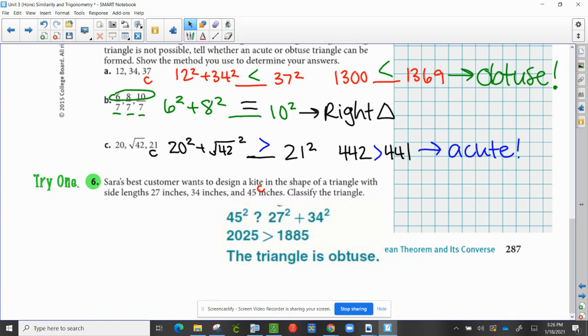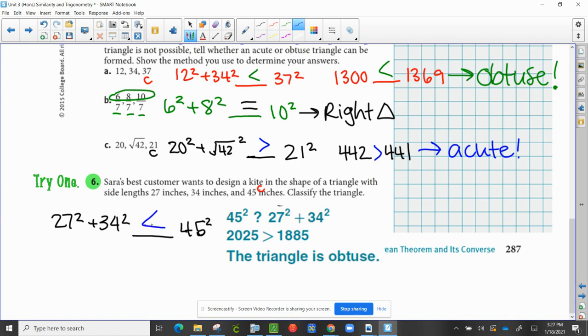Okay, if you did it right, you should have gotten that it is an obtuse triangle. Now your book does this backwards. I'm not sure why, but you would just have to test 27 squared plus 34 squared. How does that relate to 45 squared? So you should have gotten that it was less than, making it an obtuse triangle.